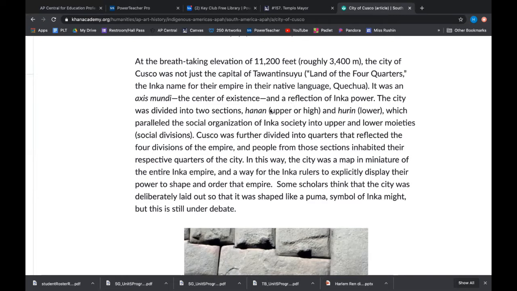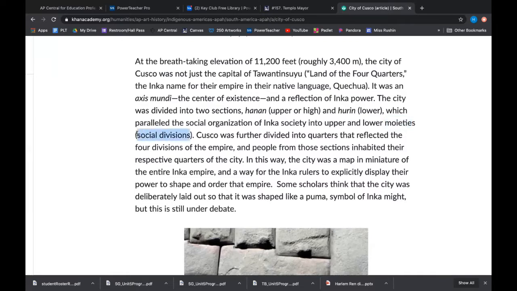Okay, the city was divided into two sections, Hanan, which is the upper or high, and Hurin, which is lower, right? So you're dividing a section into the upper class and then kind of the lower class, which paralleled the social organization of Inca society into upper and lower, I don't know, what is this word? Moieties, which just means social divisions. Cuzco, I almost said Costco.